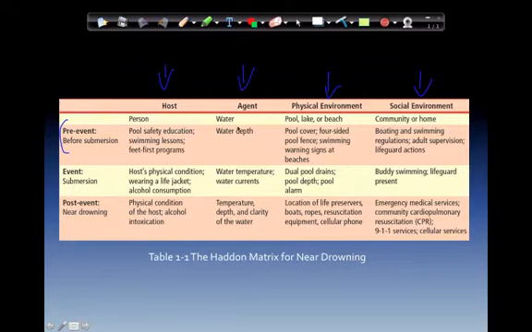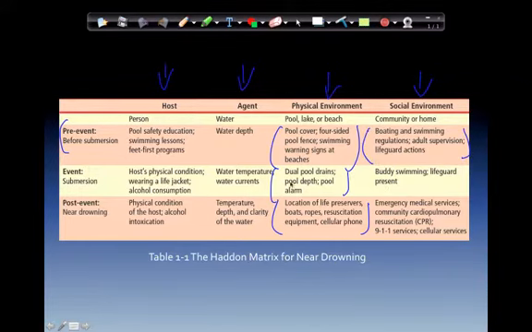As far as the agent goes, water depth, water temperature, and clarity of the water. Was the water really nasty or was it fairly clean and clear? Physical environment: pool cover, four-sided pool fence, were all these safety things engaged? Submersion in the event: dual pool drains and pool depth, pool alarm. Post-event: locations of life preservers, boats, ropes, resuscitation equipment, cell phone.